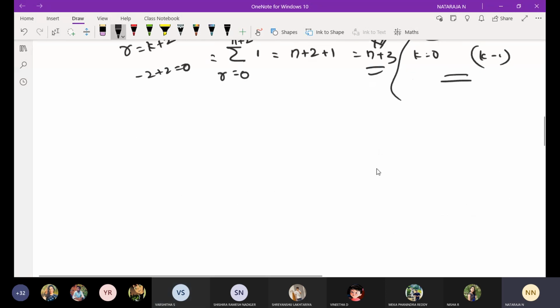Take the second problem. Find the step response of the LTI system given by h of n is equal to u of n. Can you try this problem?